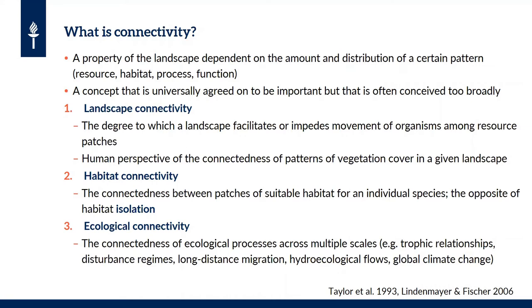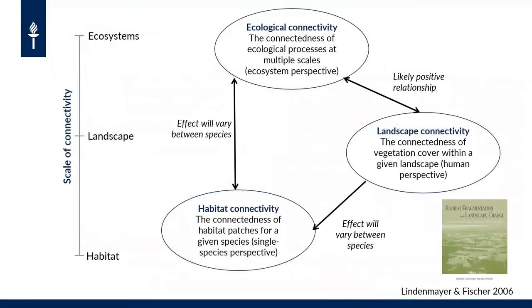You can think of connectivity as a dimension or scale with three levels. The scale of connectivity can be seen as ranging from habitat connectivity to landscape connectivity, and the broadest category being ecological connectivity. The three connectivity levels are interrelated, meaning that there are cross-level interactions among them. For example, ecological connectivity likely promotes landscape connectivity and vice versa.